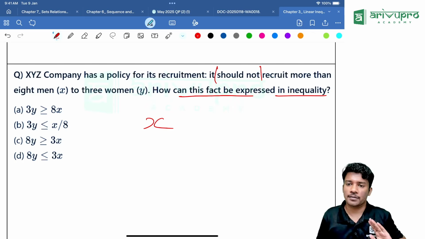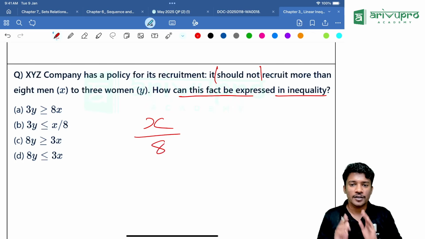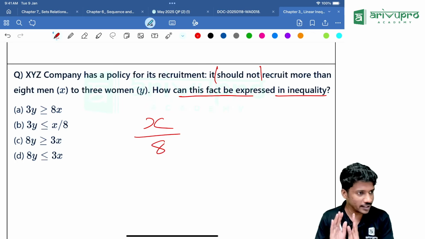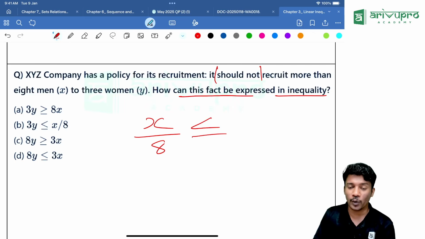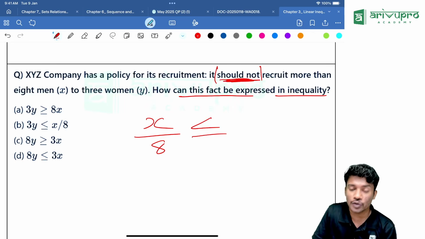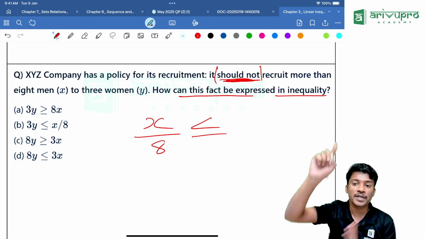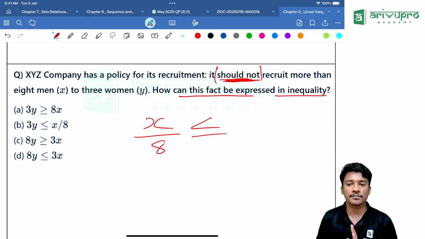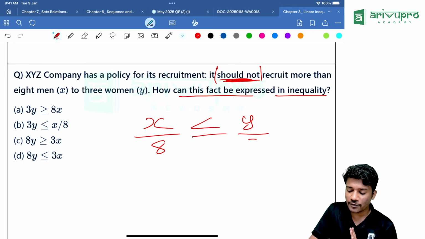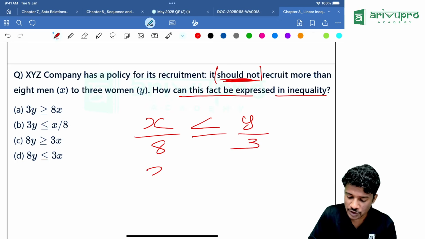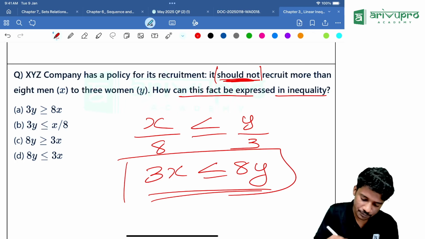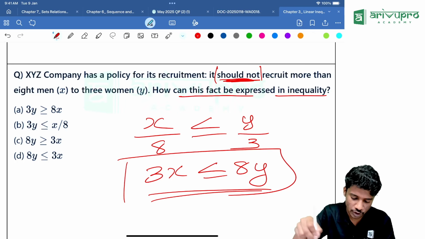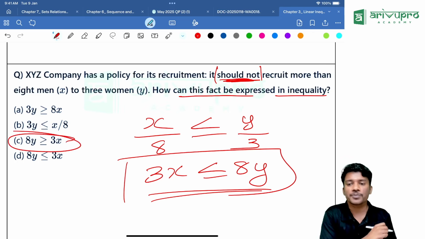Now, X is men, so X by 8. Whatever may be the number of men, write it below that. Less than or equal to. Why did I use less than or equal to? Because it is like should not more than, which becomes the opposite. That will become less than or equal to. Then Y is women, Y divided by 3. Now the answer is how much? 3x less than or equal to 8y. This is your answer. 3x less than or equal to 8y is option C.